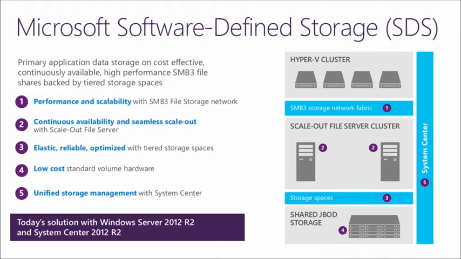And to those, connect some shared JBOD storage, so just a bunch of disks, chassis containing hard drives, SSDs, connected via industry standard SAS. So the cost of that solution is significantly lower than traditional SAN infrastructure. And that builds your scale-out file server cluster. So you've essentially constructed an infrastructure that is accessible via the storage cluster, whatever you want to call it. And it's accessible over the SMB3 protocol network fabric.